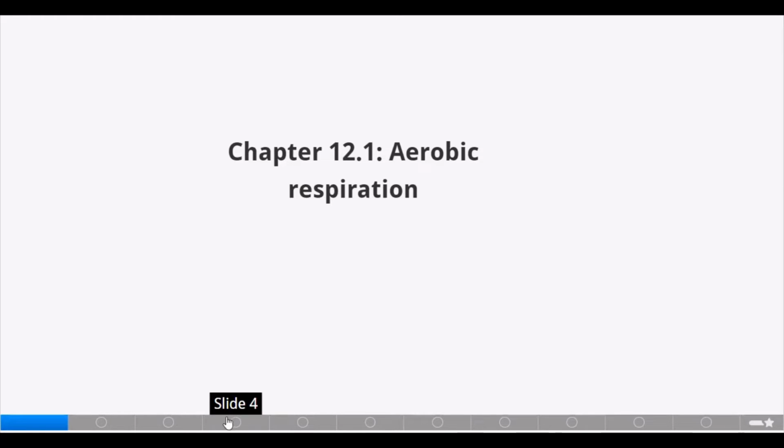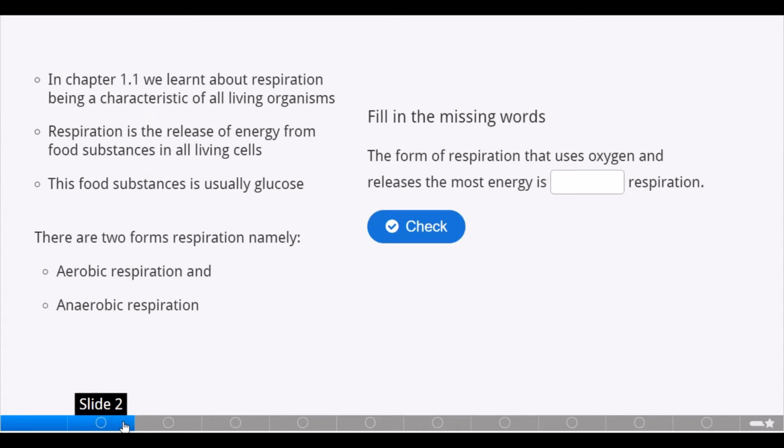Today we'll be looking at aerobic respiration. In chapter 1.1 of our IGCSE Biology, we learned that respiration is a characteristic of living organisms. Respiration is the release of energy from food substances in all living cells, and these food substances are normally broken down to glucose. There are two forms of respiration, namely aerobic respiration and anaerobic respiration.